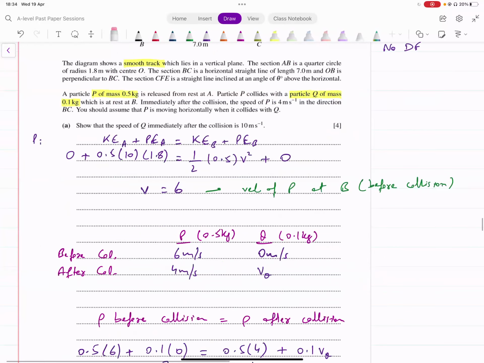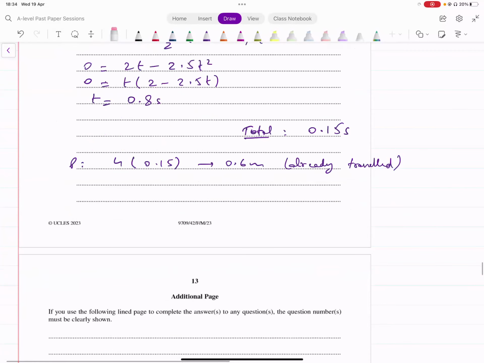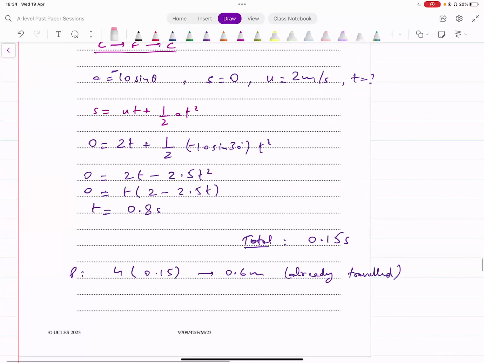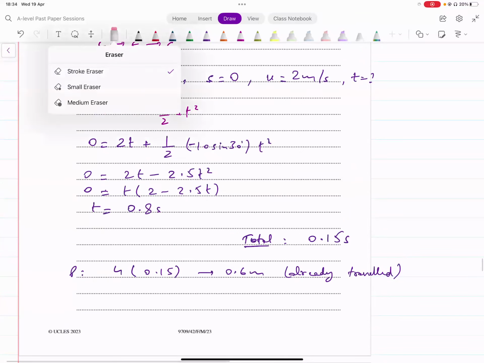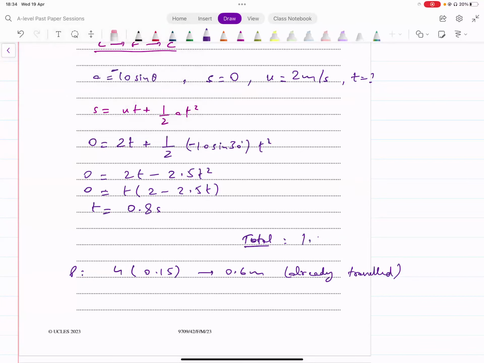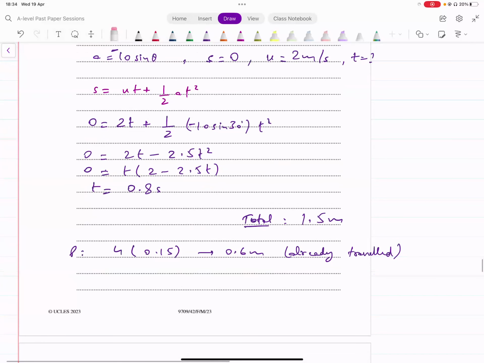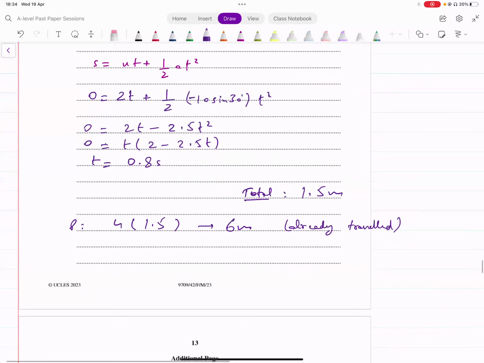ओके, आई एम सॉरी, यहाँ पे हमने क्या लिखा है? ये टाइम की वैल्यू 0.8 1.5 थी. सॉरी, थैंक यू फॉर पॉइंटिंग दैट आउट. This is actually 1.5. तो इसने 6 meters ऑलरेडी ट्रैवल कर लिया हुआ है. बाकी कितना बचा है? 1 meter.